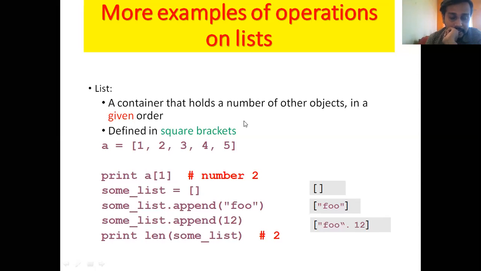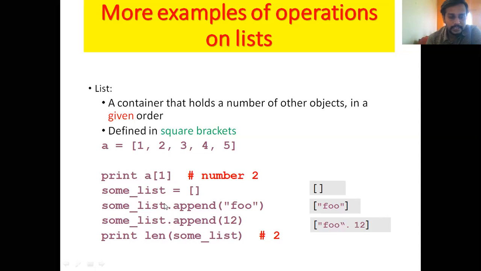Now we are using a container that holds the objects in square brackets. The values are 1, 2, 3, 4. Print A of 1 means the first position, since position 0 is 2. In the same way, we are going to print.